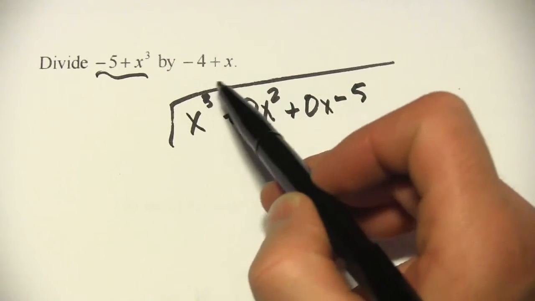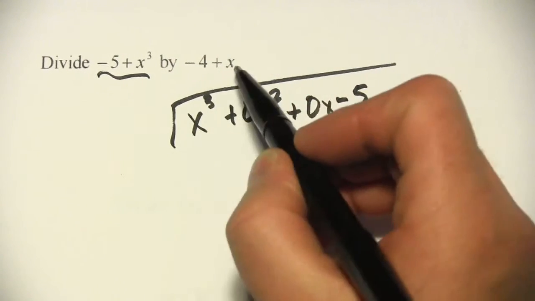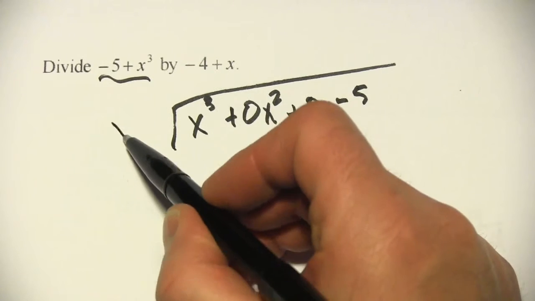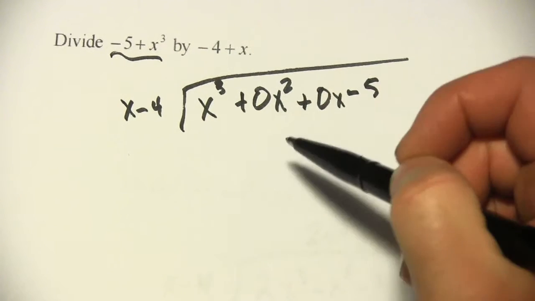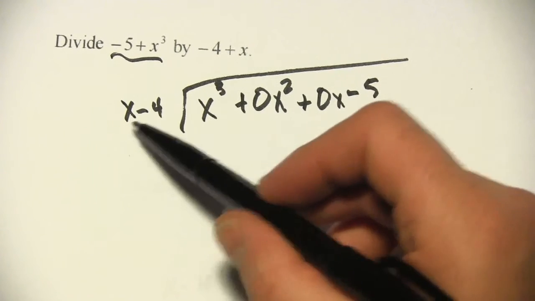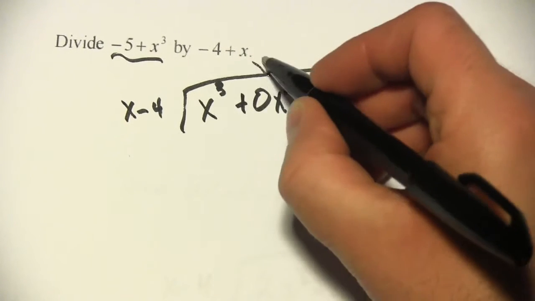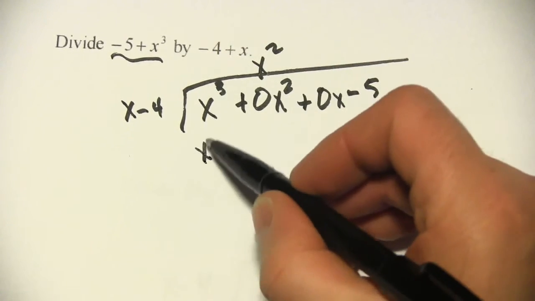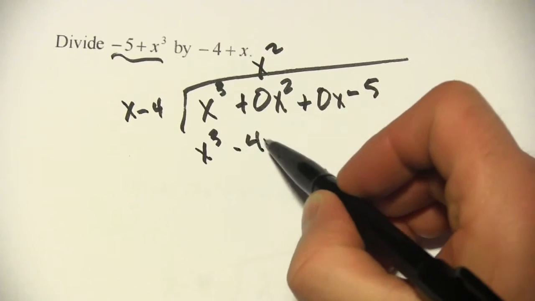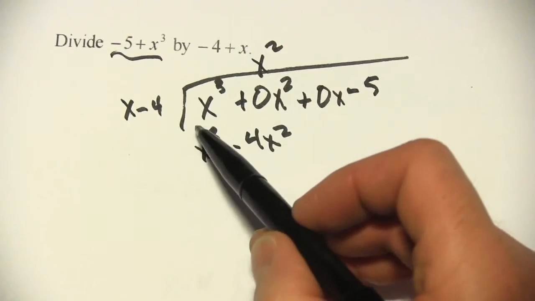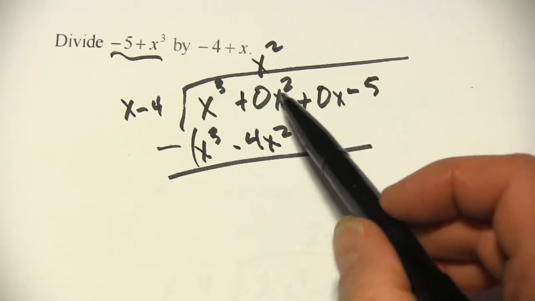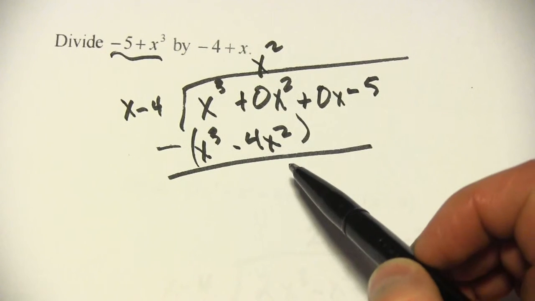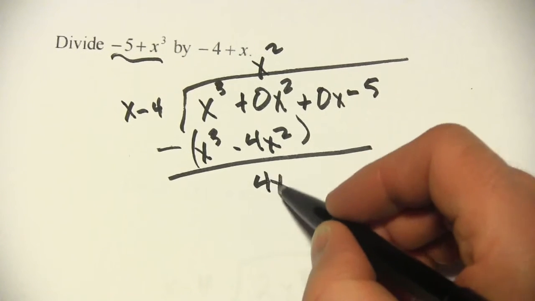And we're also going to turn this around so the x is first. So this is, instead of negative 4 plus x, this is just x minus 4. Now we'll go through that same division process. What do I have to multiply x by to get x cubed? Well, that's x squared. So this is x cubed and then minus 4x squared after I've done the multiplication. We subtract this, we get 0 here, and we get 0 minus a negative 4x squared. That's a positive 4x squared.